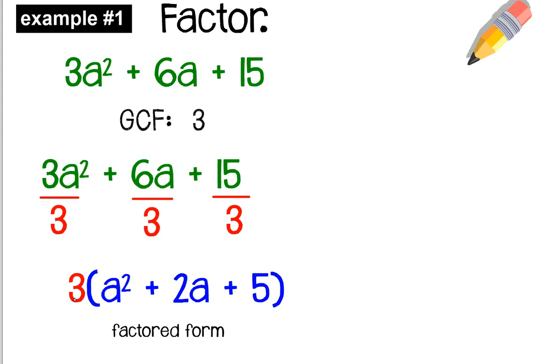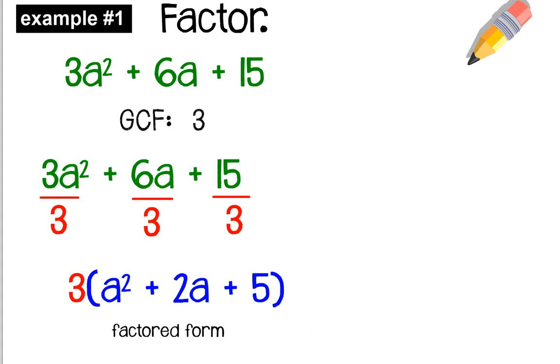3 is what I divided every term by, and this is what happened after I divided, right? So 3 divided by 3 is 1, and the a squared remains. 6 divided by 3 is 2, and the a remains. And 15 divided by 3 is 5. This is called factored form.